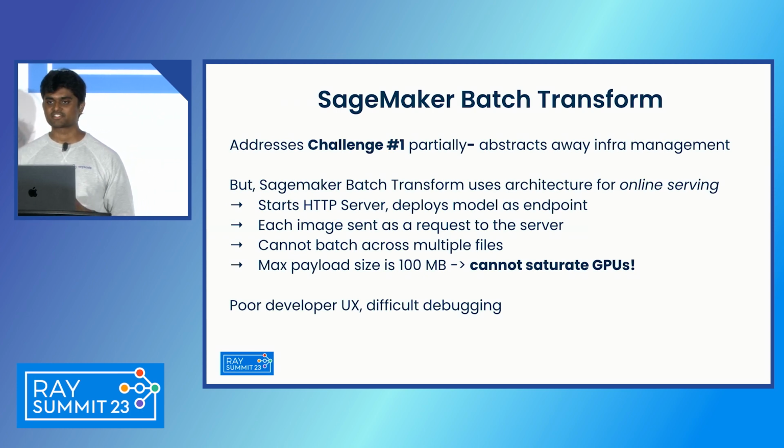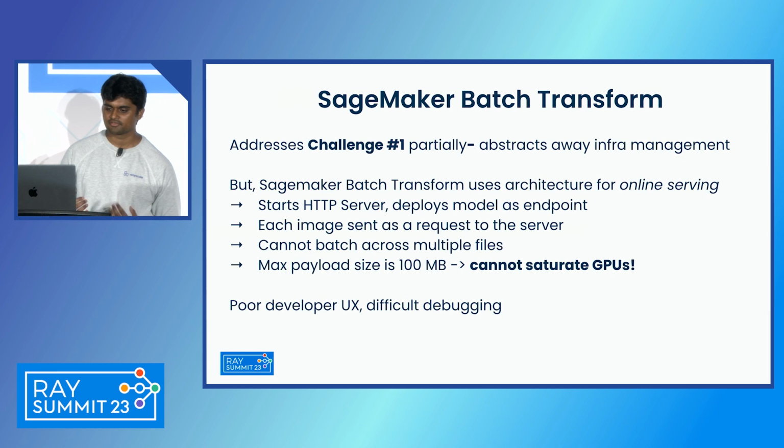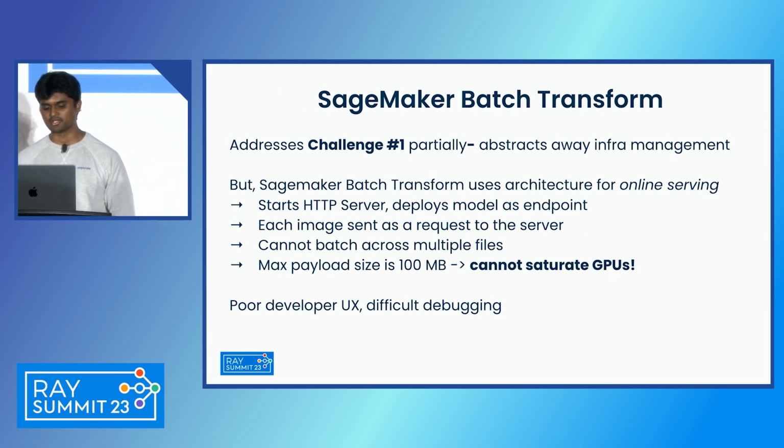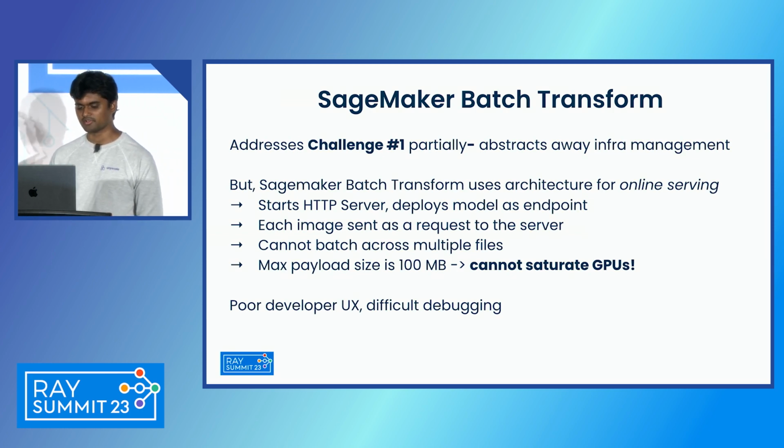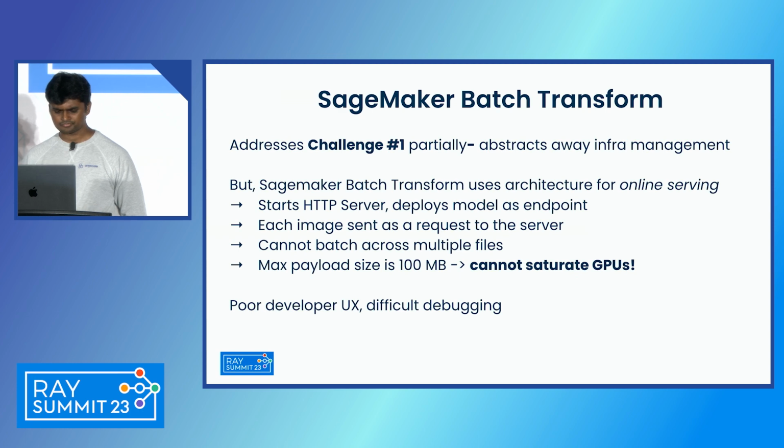There's also no support for batching across multiple files, and the max payload size for each request is 100 megabytes. So a lot of these additional complexities, which may benefit the online inference case, make it very hard to actually saturate GPUs in the offline case. For the offline case, if you have a bunch of data, you want to make sure your batch sizes are as large as possible. You don't want any payload limits when you're sending requests. So that's where we see that SageMaker batch transform does not have as good performance compared to Spark or Ray data. Add to that, SageMaker batch transform generally doesn't have a good developer UX and is more difficult to debug. So it's hard to iterate as quickly as you can with something like Spark or Ray data.